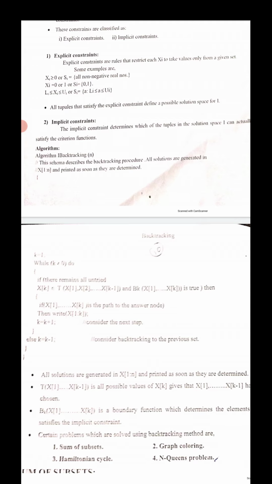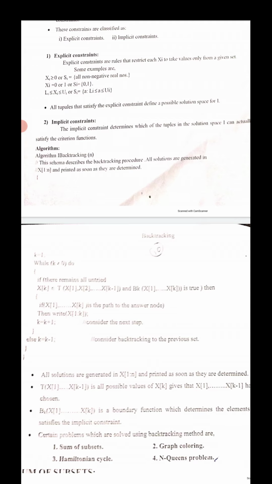Likewise, all solutions are generated in x[1:n] and printed as soon as they are determined. The values already chosen are x[1] and so on up to x[k]. B sub k is a boundary function which calculates the elements of x[k] which satisfy the implicit constraints.